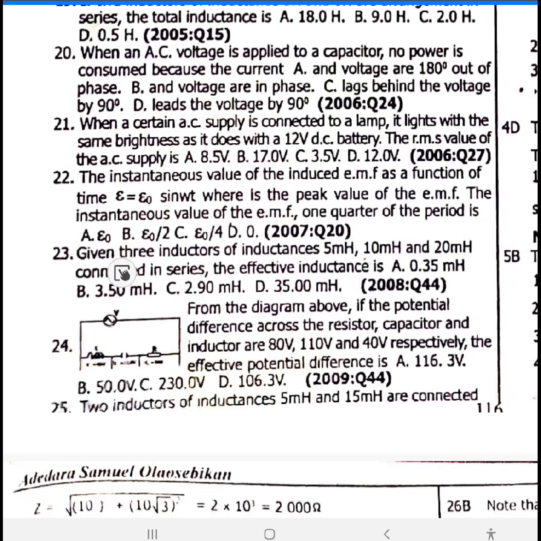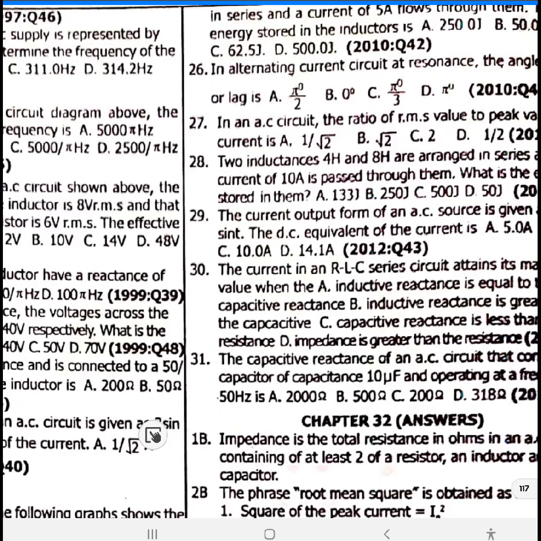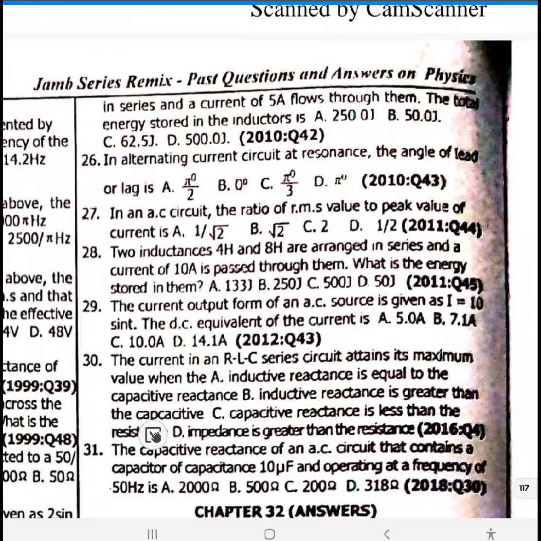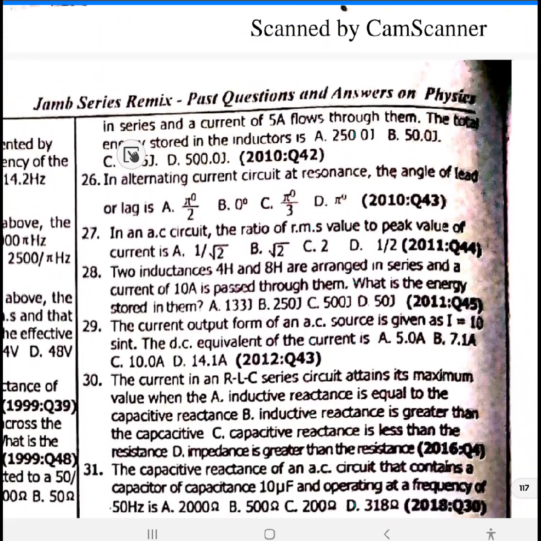The instantaneous value of the induced EMF as a function of time, where the peak value of the EMF is given. The instantaneous value of the EMF at 1/4 of the period is, that's a demonstration. 25. Just 31 questions.